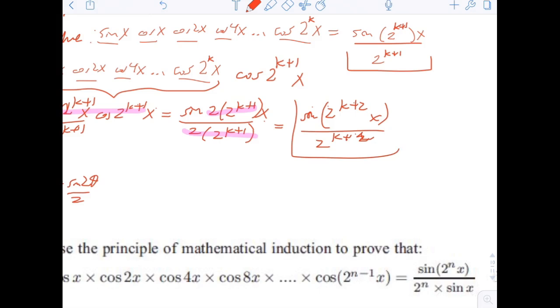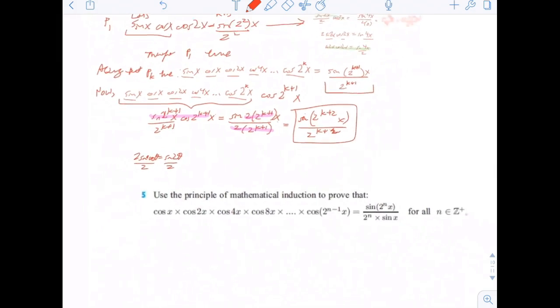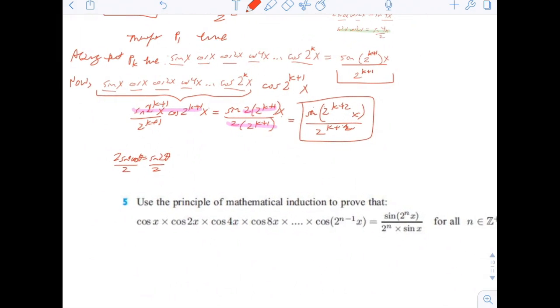And that is exactly what we wanted to prove. We wanted to prove that the Pk case, if we substitute in for k plus 1, we would get the k plus 1th case, and we did. Okay, so we didn't use the right side. We used only the left side, but with some substitution and algebra, we figured out that it is the k plus 1th version of the kth case.